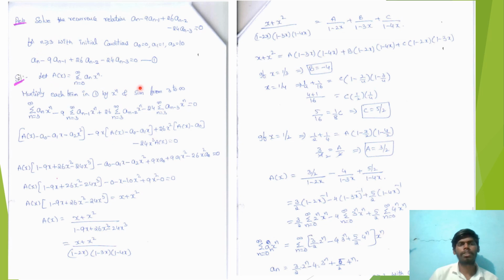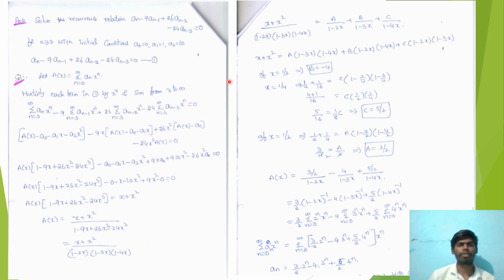Similar to the previous questions, we have to follow the same four steps which were used in the first order and second order. So let A of x be equal to summation of n is equal to 0 to infinity of a n into x to the power of n. Multiply each term in equation 1 by x to the power of n and sum from 3 to infinity, since it is third order, so that we'll get this equation.